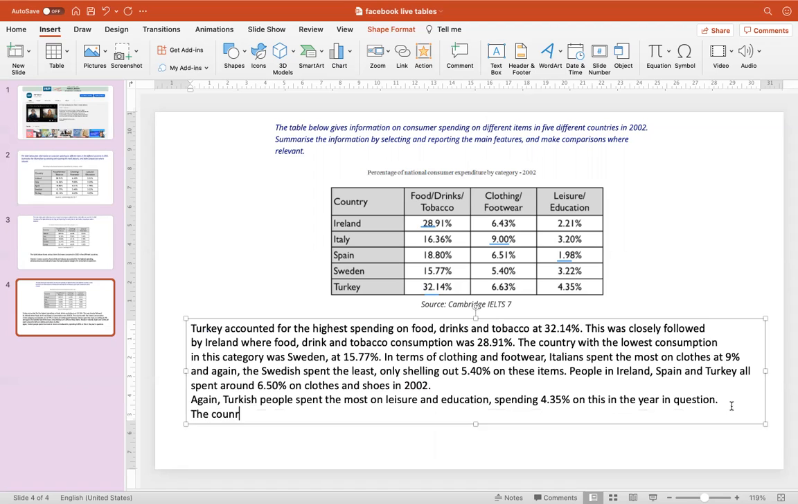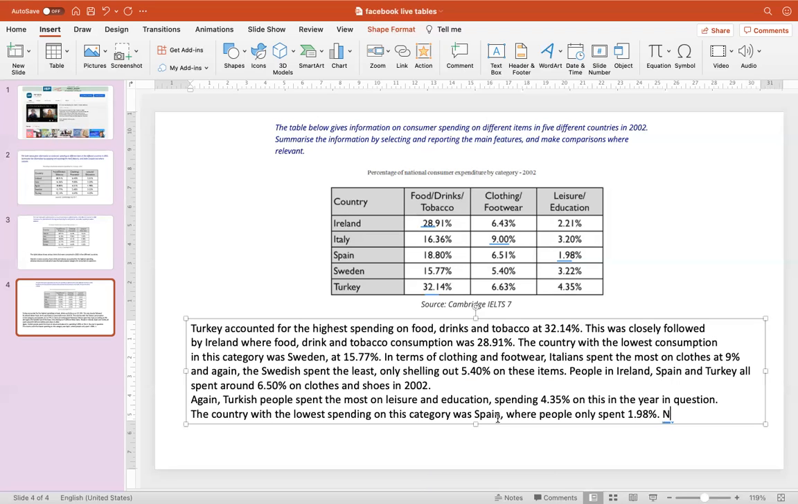The country with the lowest spending on this category was, who's spent the lowest? Swedish again, maybe? Spain. Was Spain, where people only spent 1.98%. Okay, let's just leave it there, 1.98%.